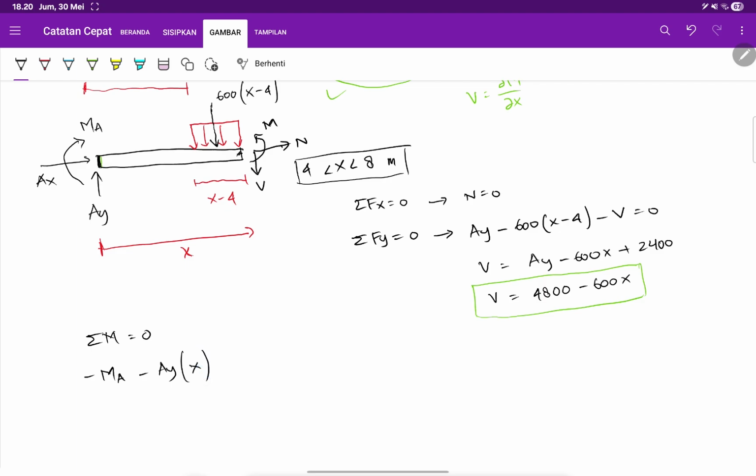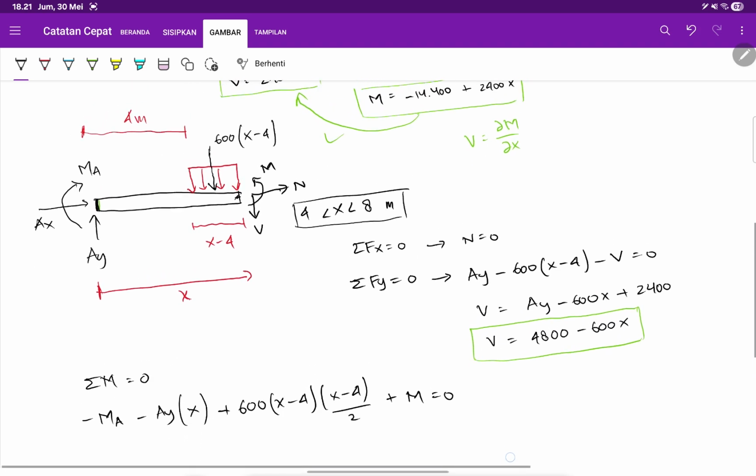And then do I have other forces that create moments? Yes, that 600 will create a positive 600 times (x minus 4), and then the distance is (x minus 4) divided by 2. Am I right? Yeah. And then that's M. M is plus, right? Plus M equals 0.